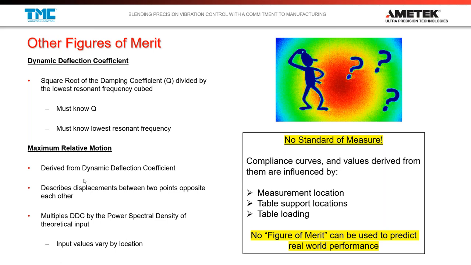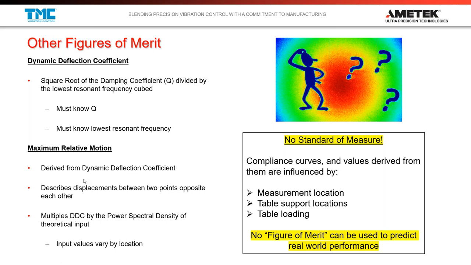You basically take that dynamic deflection coefficient that I mentioned before, and you try to describe displacements between two points opposite each other. So it's almost like a compliance curve, but it's talking about two points opposite each other and how they displace relative to each other. What you've got to do is take the dynamic deflection coefficient and multiply it by the power spectral density of a theoretical input. And you say, okay, if I have an input of this much power spectral density energy into my table, then I will have this much relative motion between two points, based on my known lowest resonant frequency, but assuming there's no mass on the table, assuming the table is supported just so, and assuming this constant input value.